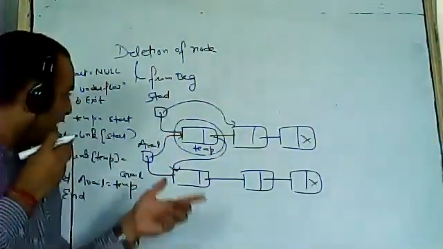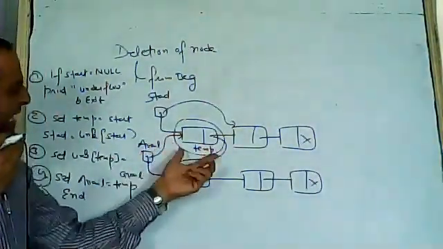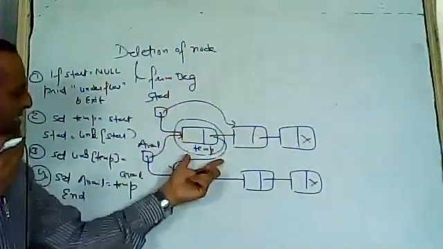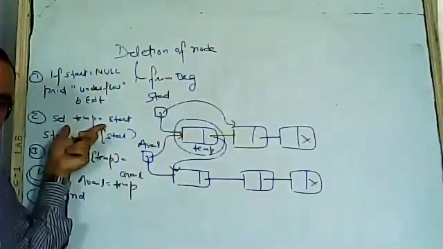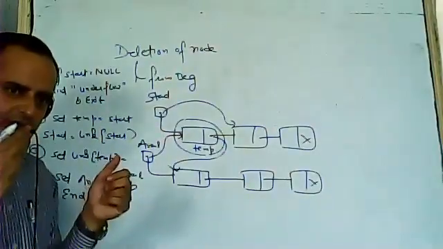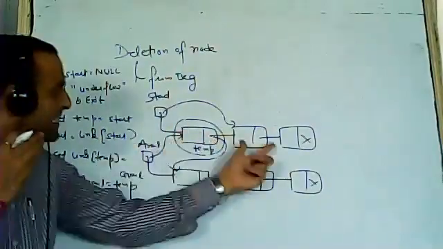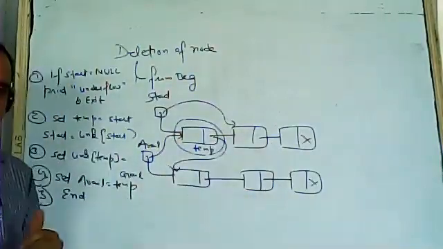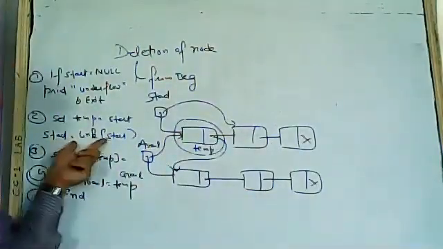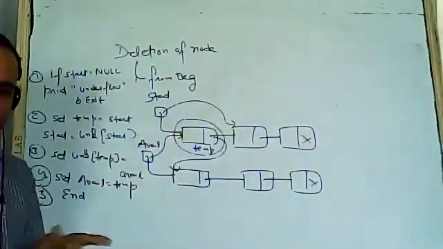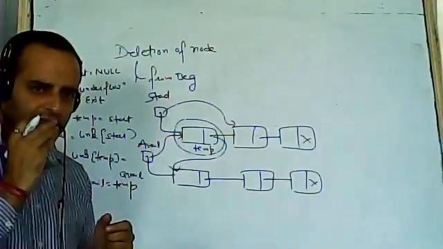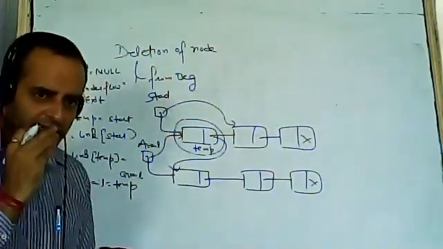Now, the second thing I did, I named this start node as temp. Yes or no? And your new start will be this node, link of old start. Your new start will be link of old start, or you can say link of temp. Anything you can say. Is this step clear or not?